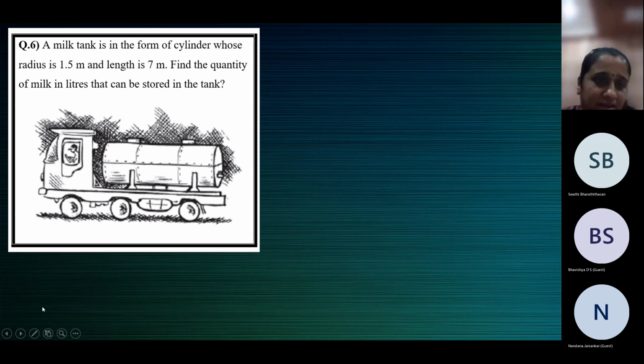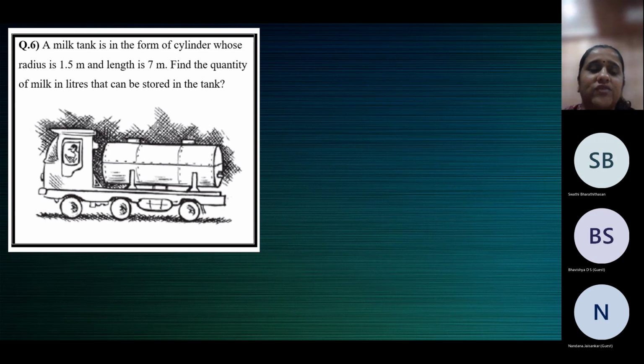Now a milk tank is in the form of a cylinder. When it's a cylinder, you're just interested in 2 values, radius and height. If you know this, you can answer any question related to the cylinder. A milk tank is in the form of a cylinder whose radius is 1.5 meters and length is 7 meters. Length meaning the height of the cylinder is 7 meters. Find the quantity of milk in liters that can be stored in the tank.